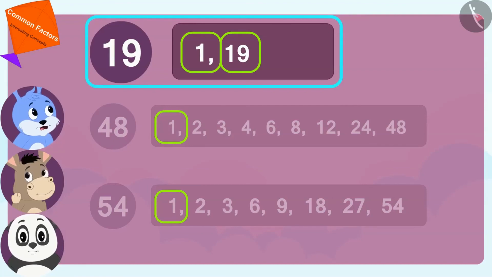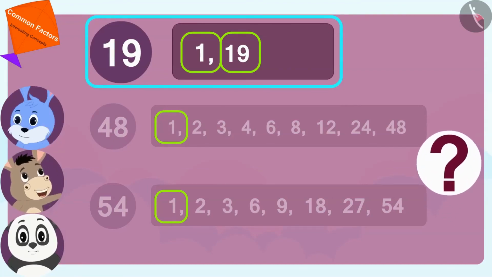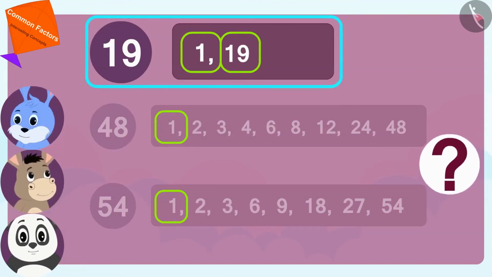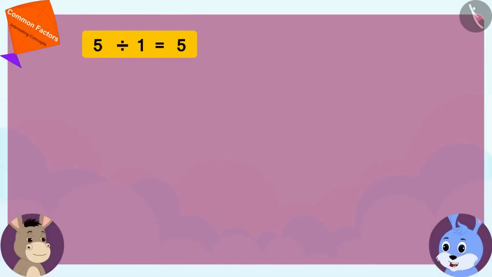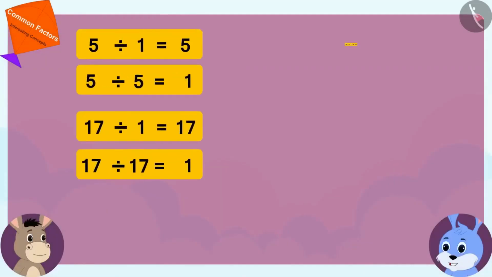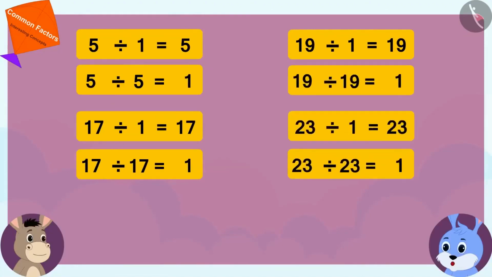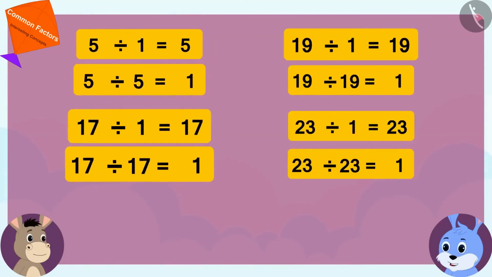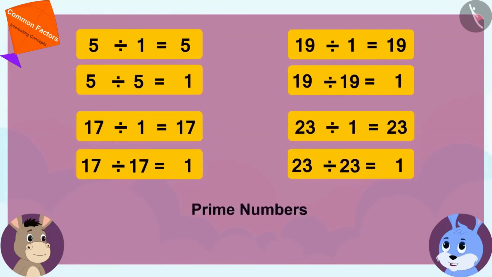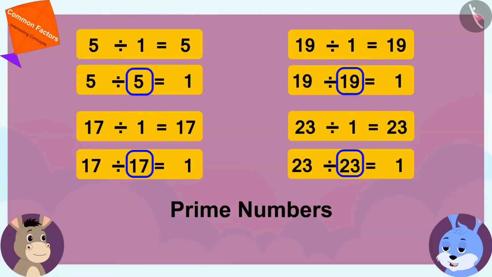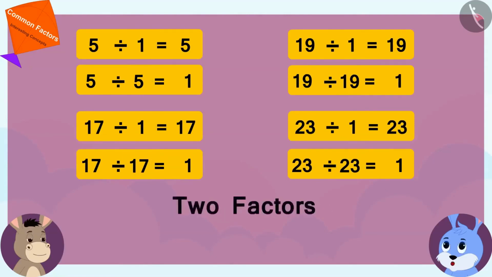But why does 19 have only two factors? Bhola asked Bunny. There are many numbers like 19, which we can only divide by 1 and that number itself. We call such numbers prime numbers. And because these numbers can only be divided by 1 and that number itself, they have only two factors. Bunny explained to Bhola.